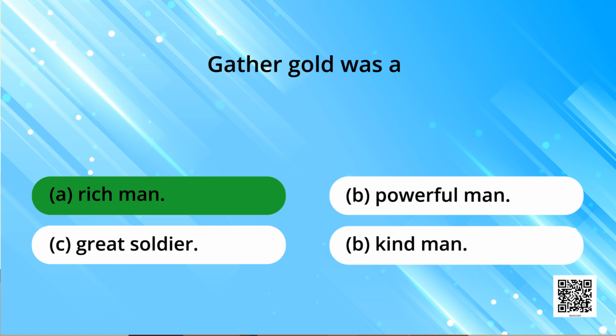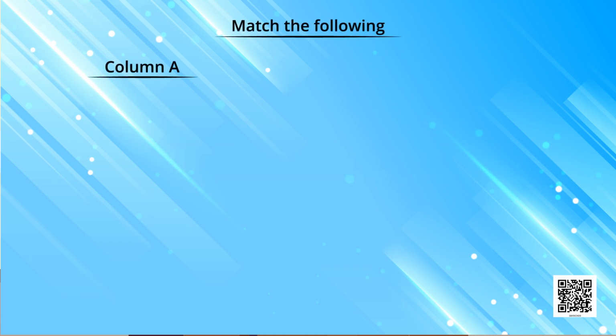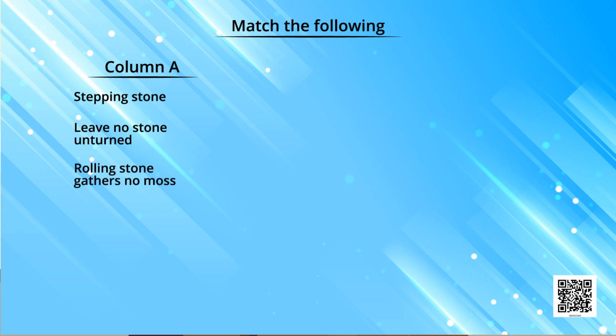Now, as the title of the chapter is related to stone, let's try to learn some of the phrases related to the word stone and use them in sentences. So, let's first read out the phrases given in column A and the different meanings given in column B. First phrase is stepping stone, another is leave no stone unturned, then rolling stone gathers no moss, next killing two birds with one stone, another stone's throw, and the last is heart of stone.